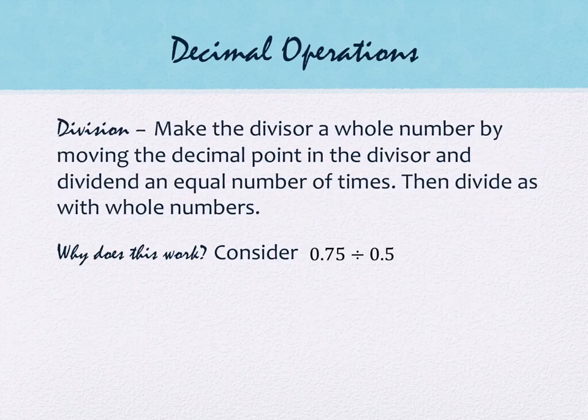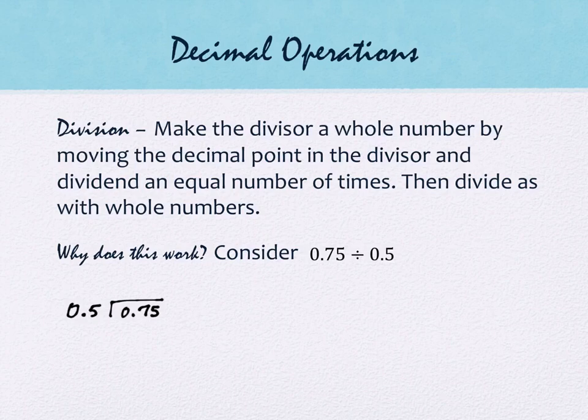All right, let's look at division. So when we're doing division, we want to make the divisor, so the divisor is the number we're dividing by, a whole number by moving the decimal point in the divisor and the dividend an equal number of times, and then we divide as with whole numbers. So I'm going to write this kind of old school, where we put the 0.5 outside the division sign like this, and the 0.75 underneath it. Okay, this is how we would rewrite the expression we were given.